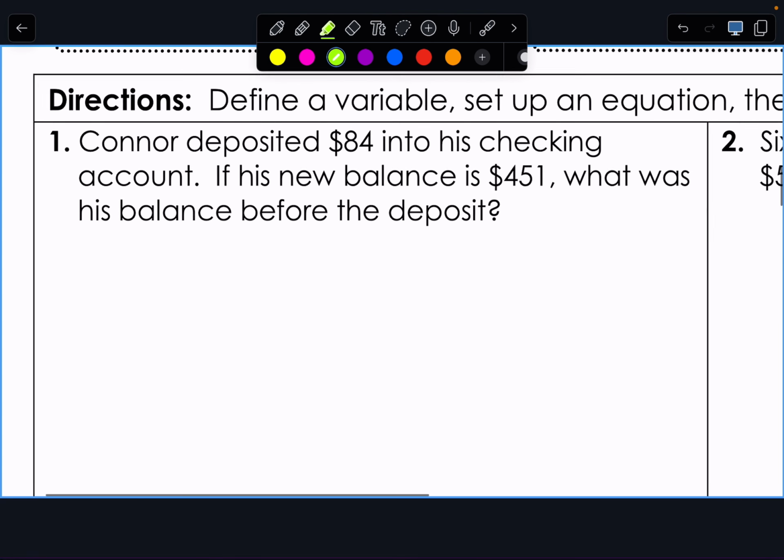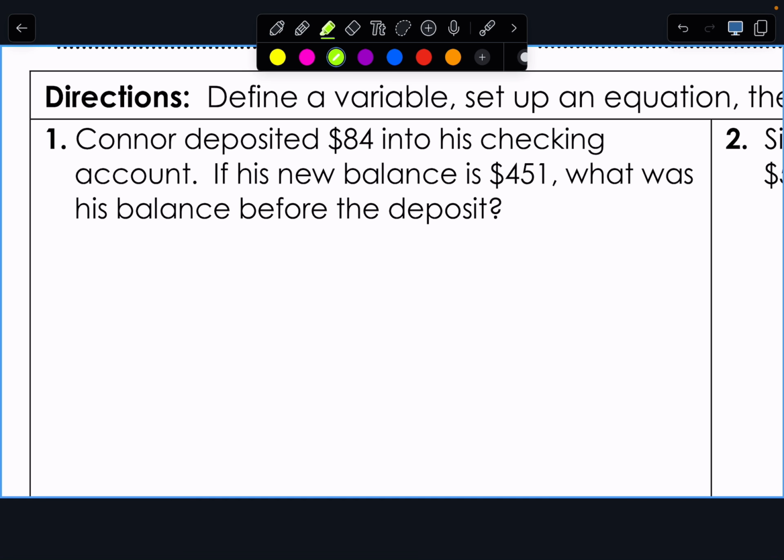All right. So Connor deposited $84 into his checking account. If his new balance is $451, what was the balance before the deposit? Okay, so what is it that we are looking for? Armando, what are we looking for? Well, how much his balance was before. Okay, so this right here.